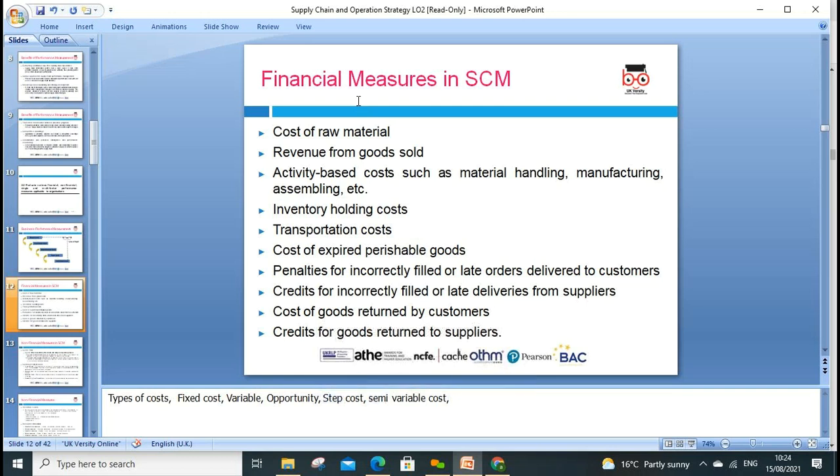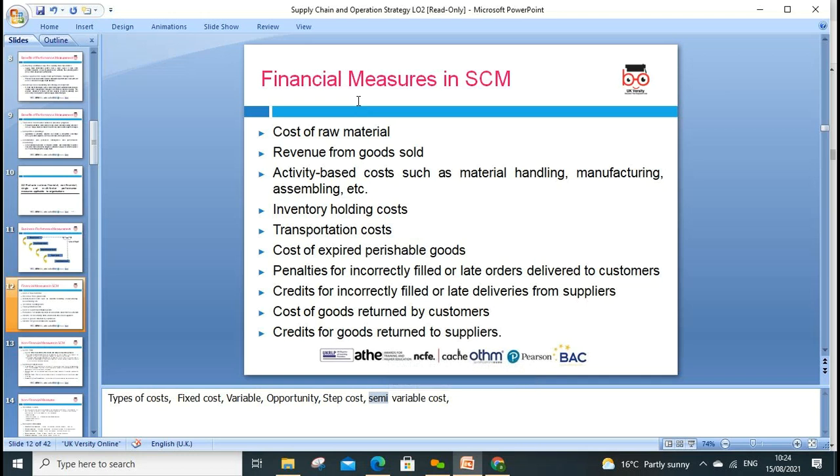Semi-variable, like if we have a landline phone in our house, the call charges are variable and the line rental can be fixed. So we call them semi-variable costs, where fixed and variable elements are together.